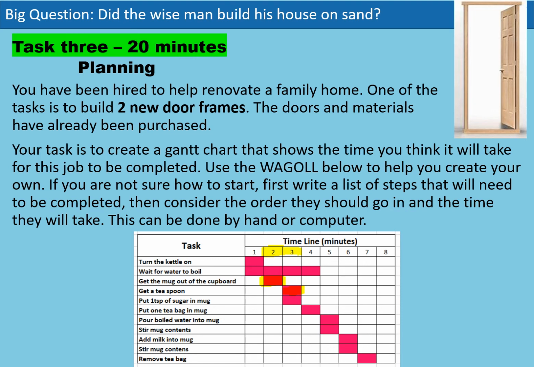Now it won't take me the entire minute just to get a teaspoon, so in that minute I am also putting 1 teaspoon of sugar in my mug, and it will still be about 3 minutes of this process because again it's under the 3 column. Okay, now I hope that does make sense.